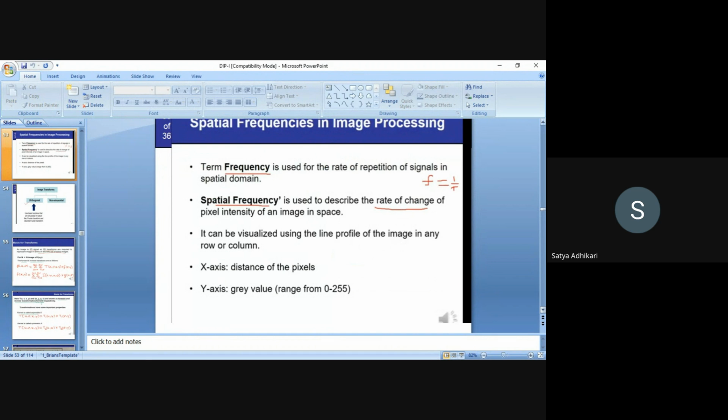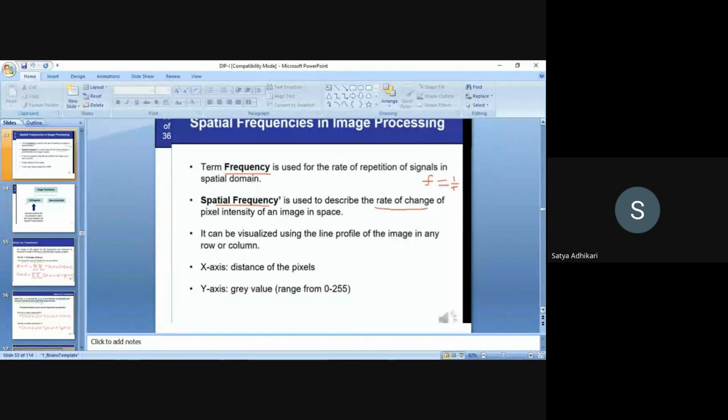The term frequency is for the rate of repetition of a signal in the spatial domain, f is equal to 1 by t. Spatial frequency is used to describe the rate of change of pixel intensity of an image in space. We know that f is equal to 1 by t. It can be visualized using the profile of the image in a row or column. We have already shown this in a row and column. This is a graphical form.